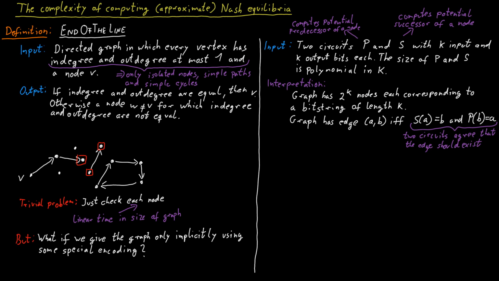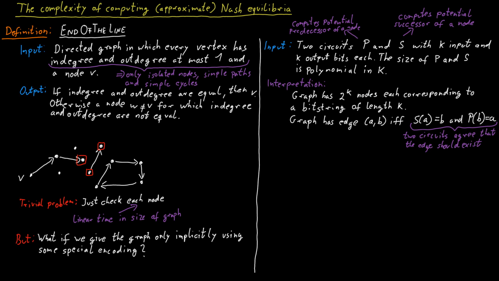And this might seem super artificial, but the purpose of having these two circuits encoding the graph in this way is that this automatically guarantees that the graph has the properties that we wrote down on the left side. So if we encode the graph in this way, it guarantees that the in degree and out degree of each node is at most 1.